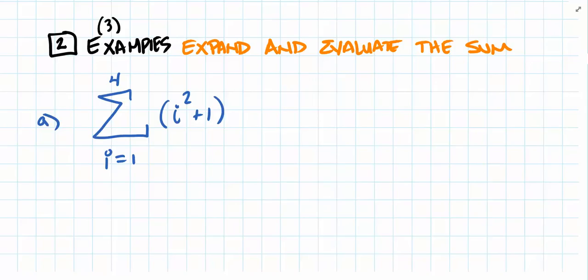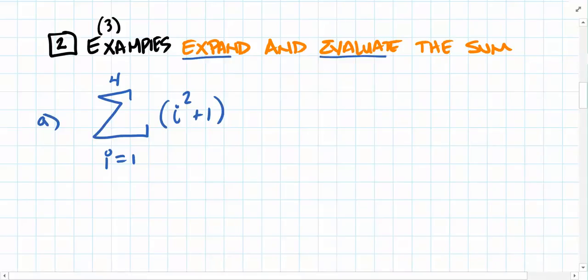Okay, box number 2. I'm going to show you 3 examples of how to expand and evaluate a sum. Example A: the sum as i goes from 1 to 4 of i squared plus 1. I really want you to have a solid understanding of what this means. This means starting with 1, plug it in and evaluate. So this would be 1 squared plus 1. Then I would add that and count up from my index. So the index goes 1, 2, 3, and then 4.